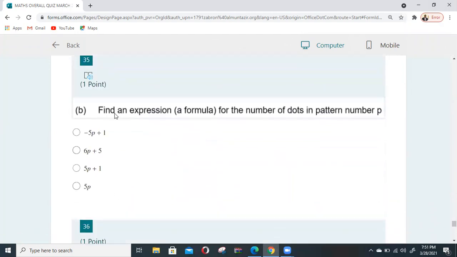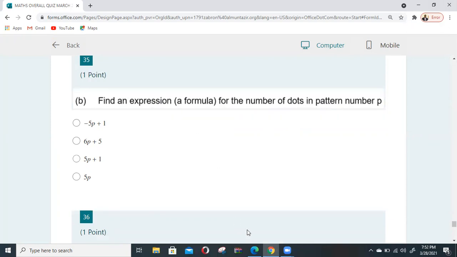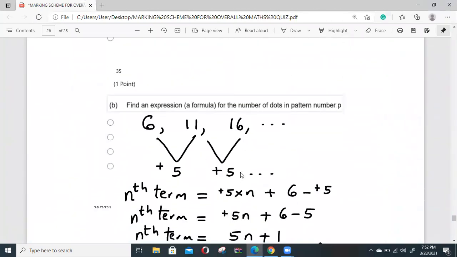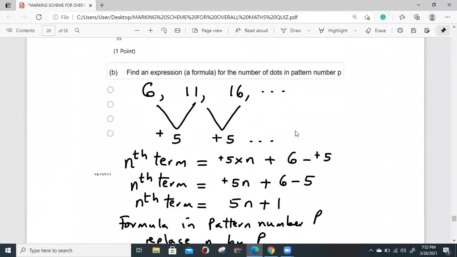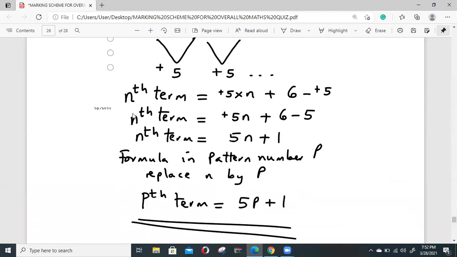All right. Find an expression or a formula for the number of dots in pattern number p. Here they mean find the nth term. When they say find an expression or a formula, they mean find the nth term. Now, this is the calculation for the nth term. If you remember what we discussed in class, go back and check the nth term calculation. So the nth term equals the term to term rule, which is positive 5 times n, then plus the difference. How do you get the difference? You take this number 6 minus 5. You see how beautifully I have arranged my work. And then I got the nth term is 5n plus 1.